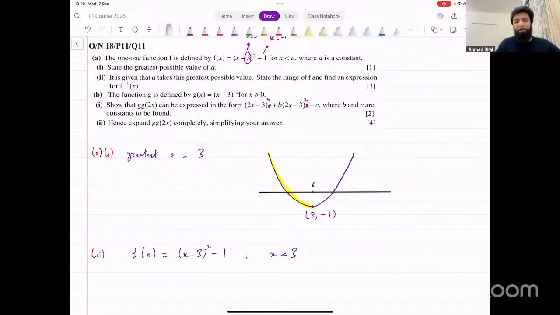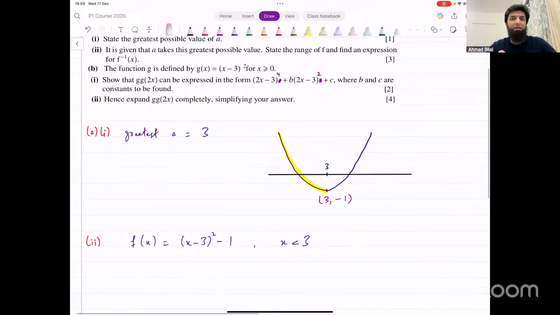Now, what's the range of f going to be? We have done so many examples on finding the range of quadratic functions. How do you find the range of quadratic functions? You look at the graph, look at the sketch. This yellow part is what is valid. Now, in this yellow part, what's the maximum point and what's the lowest point? The lowest point on the graph is at -1. The highest point is nothing. It can go as far up as possible, so it's going up to infinity.